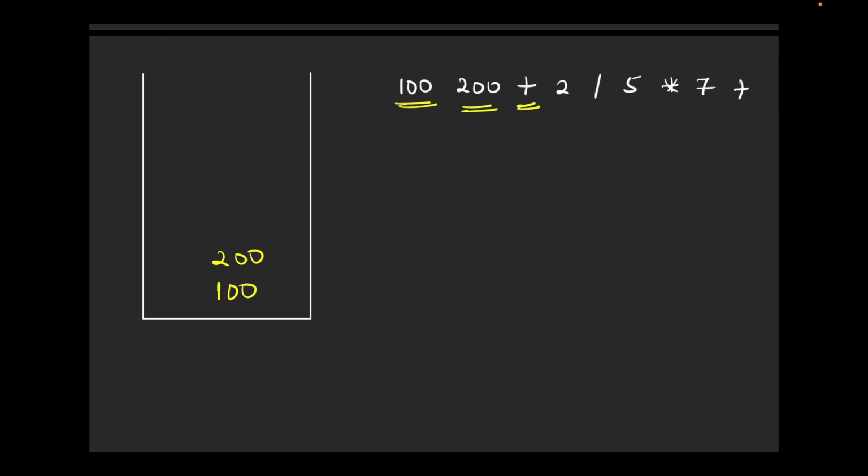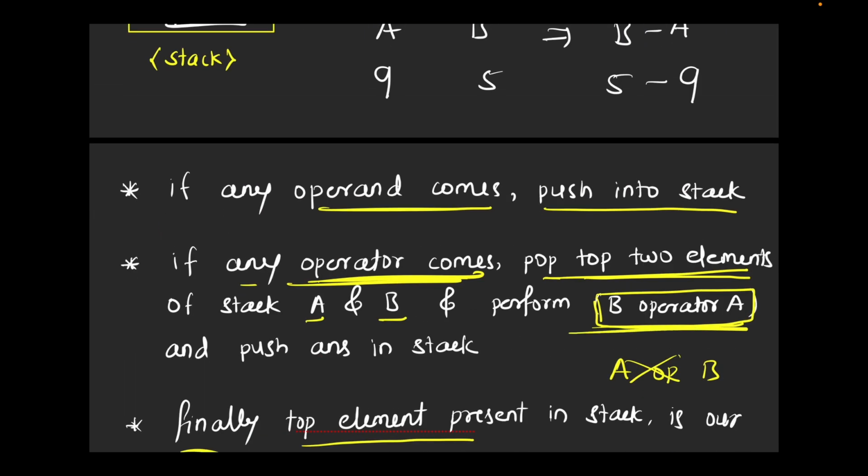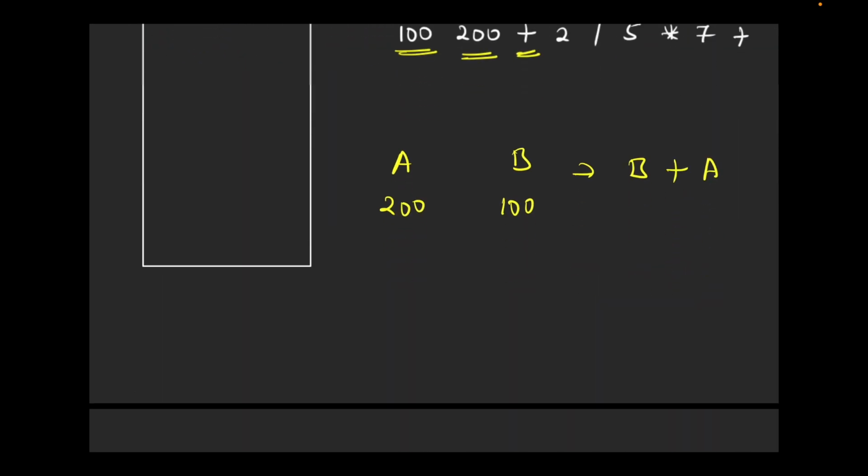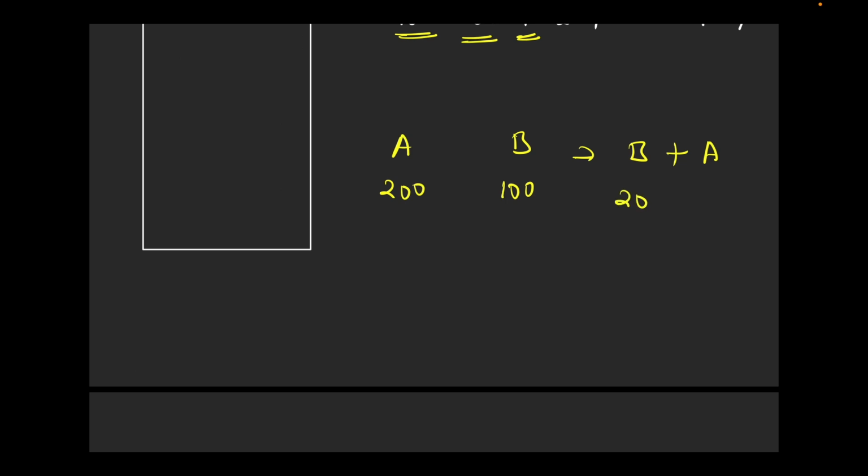If you come across any operator, pop the two elements from the stack and perform B operator A. So simply I have to pop the top two elements. The first one is 100, I assigned it to A, and the second one is 200, which I have assigned to B, and let me pop it from the stack. And what is the operator we came across? Plus. So I will do B plus A, because this is what the rule says, B operator A.